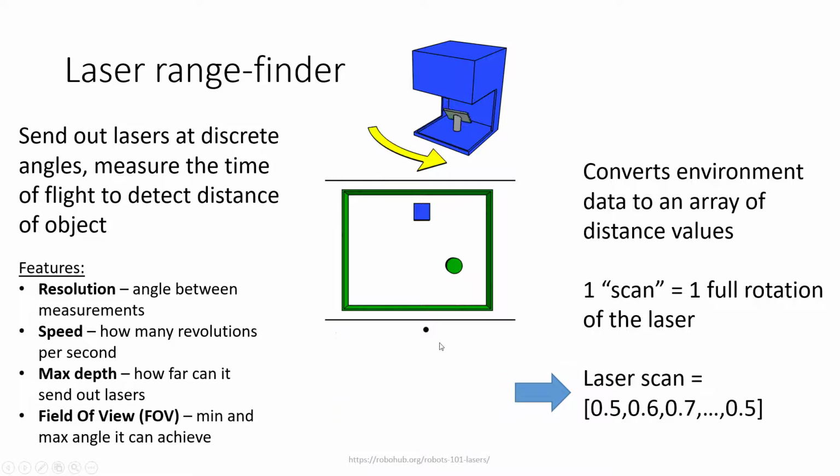There are a few important features that we care about for these sensors. The resolution is the angle between the measurements. So in other words, how many values does it actually return in a single scan? We also care about how quickly it can do the scans and how far away it can send out the lasers and get information about the environment. And we care about the field of view for the scans as well.